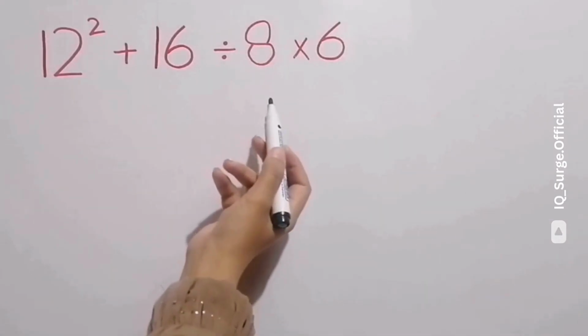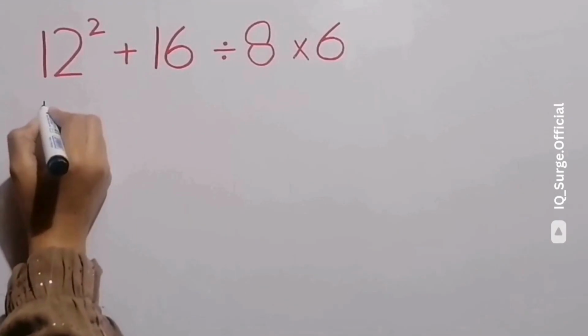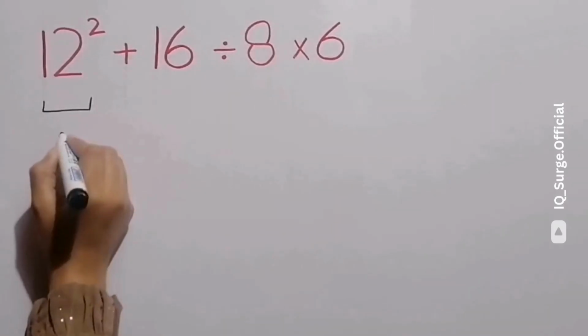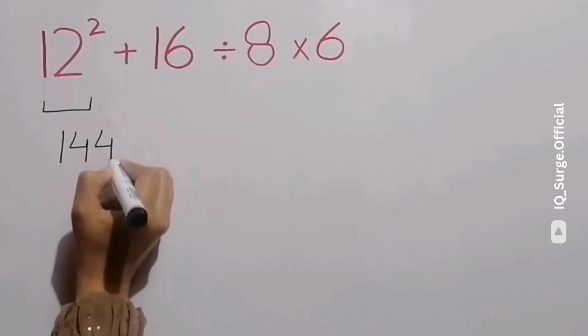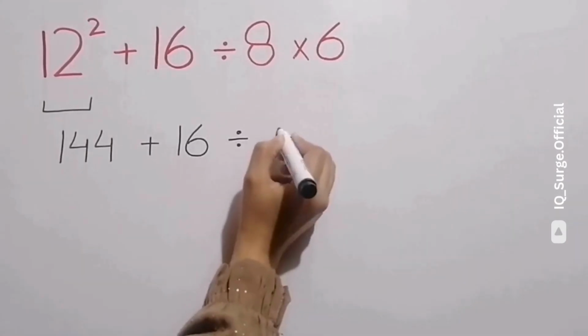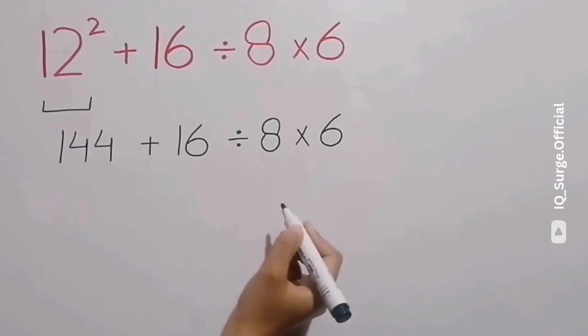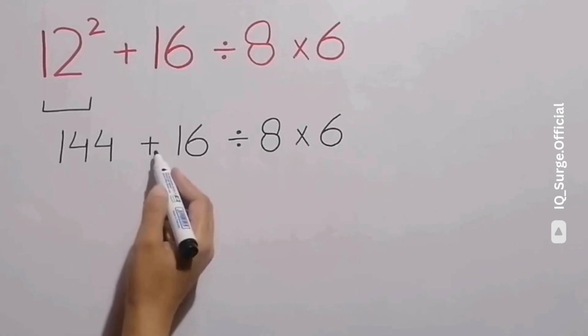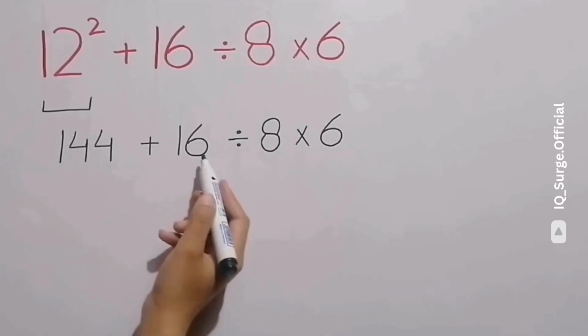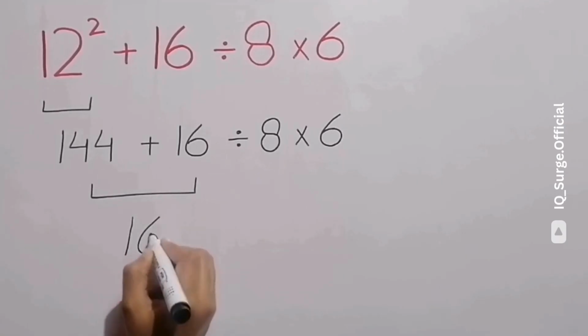To solve this problem, many people start by calculating 12 squared first, and instead of the original expression, they write it as 144 plus 16 divided by 8 and then times 6. In the next step, they usually perform the addition between 144 and 16, simplifying the expression to 160 divided by 8 times 6.